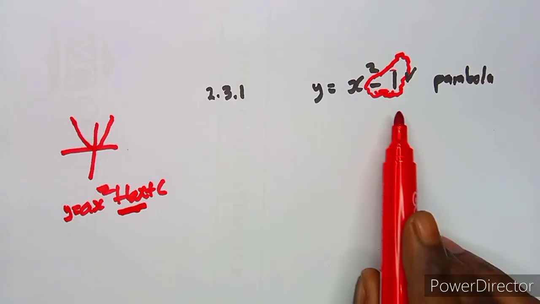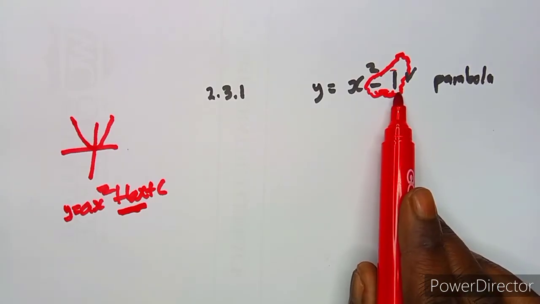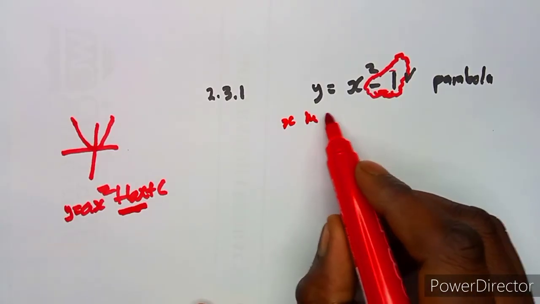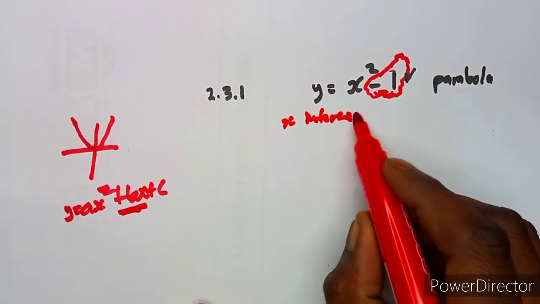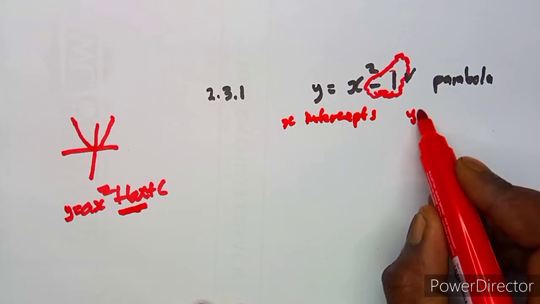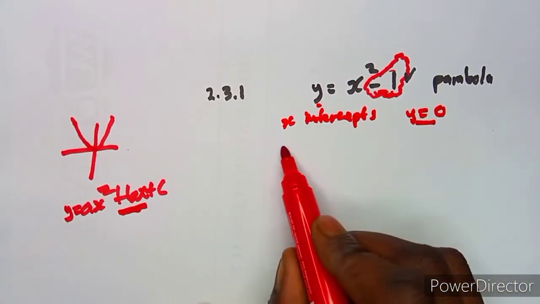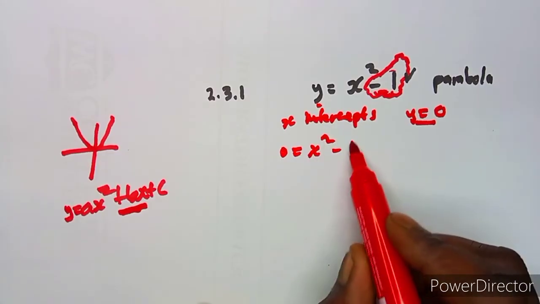When it is like this, its turning point is on the y-axis. All right, so let's sketch. We have to find the x-intercepts, where y is equal to 0. So if y is equal to 0, we need the x-intercept. That's y is equal to 0, x squared minus 1.